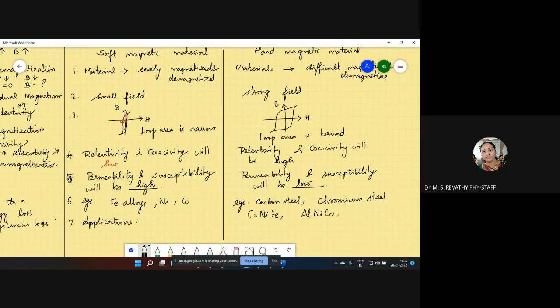Mostly soft magnetic materials are used as temporary magnets. They are used as electromagnets in transformer cores, even in storage. For example, we have RAM, that is random access memory, ROM, read-only memory, and we have pen drives, then USBs, then memory cards. So in that case, soft magnetic material will be used.